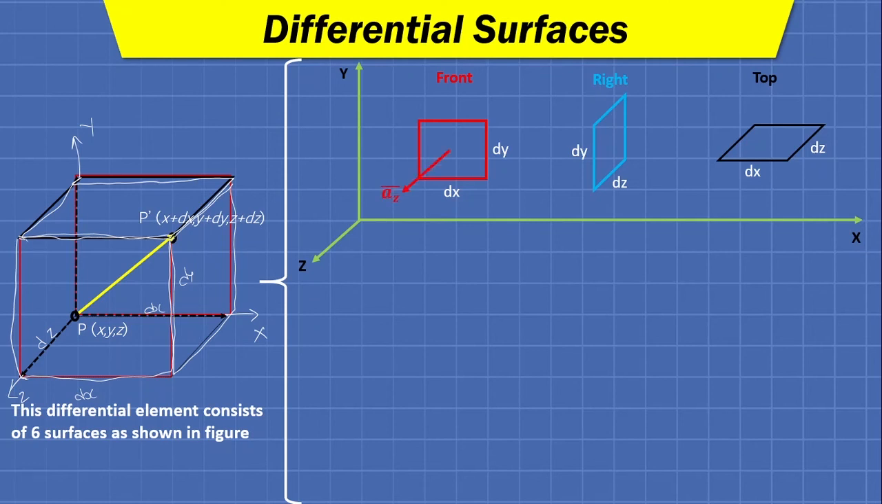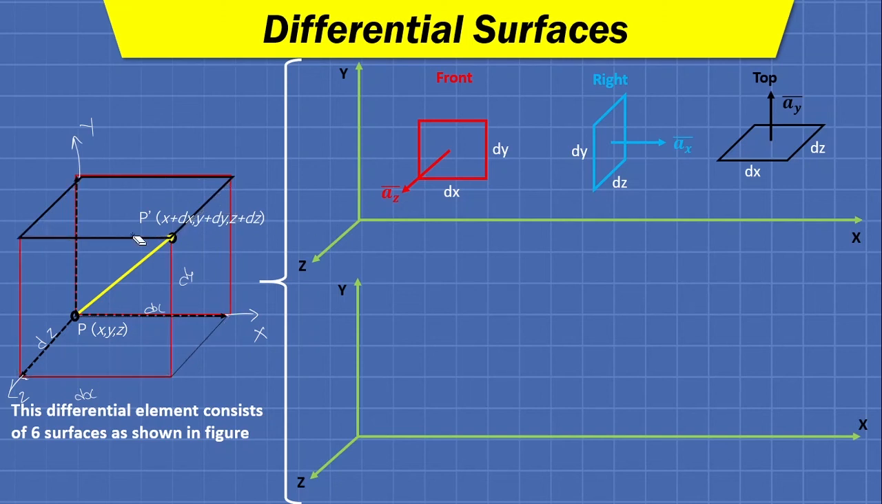Its magnitude can be represented by a perpendicular vector coming out from the surface. So for front surface, the direction of area will be plus az bar. For right surface, the direction of the differential surface will be ax bar, and for top surface the direction will be ay bar. Now using the equation, or first we will see remaining three surfaces. So we have covered this top surface, right surface and front surface.